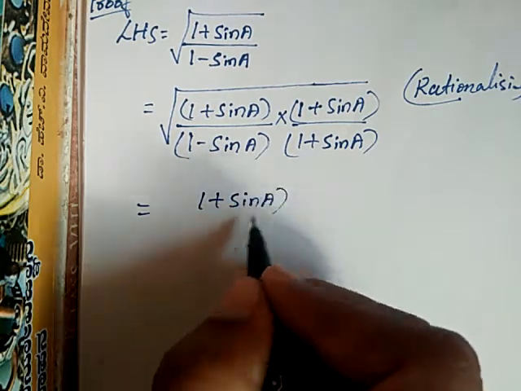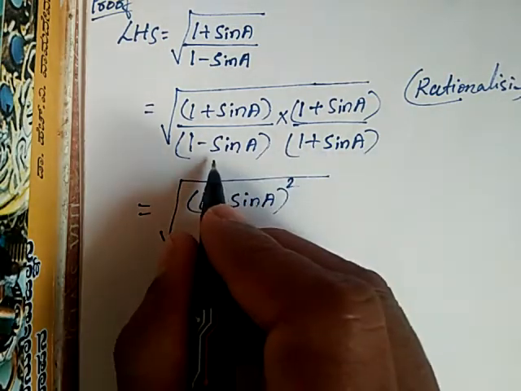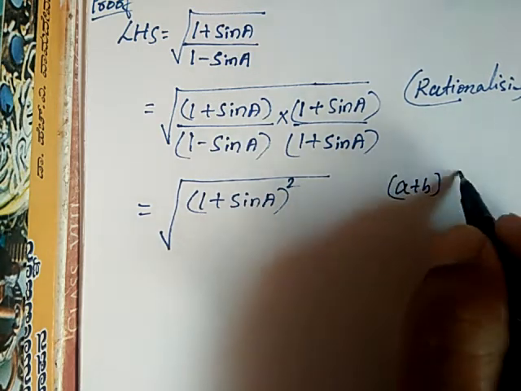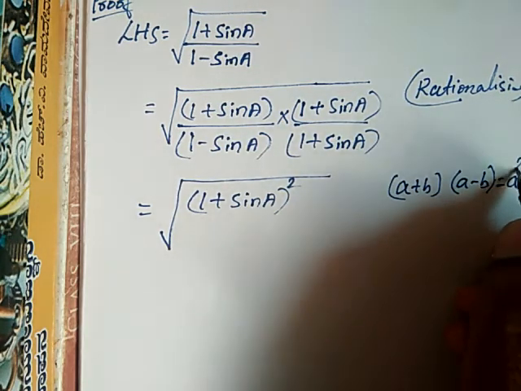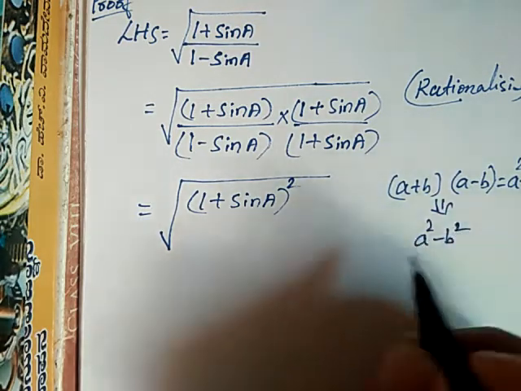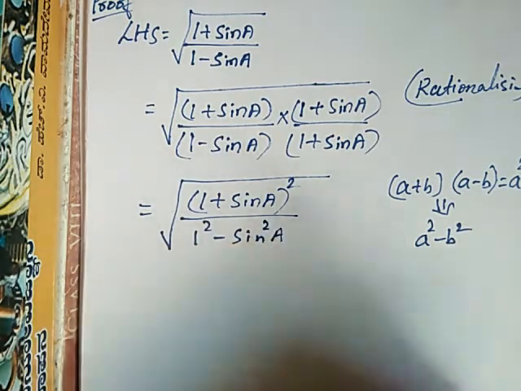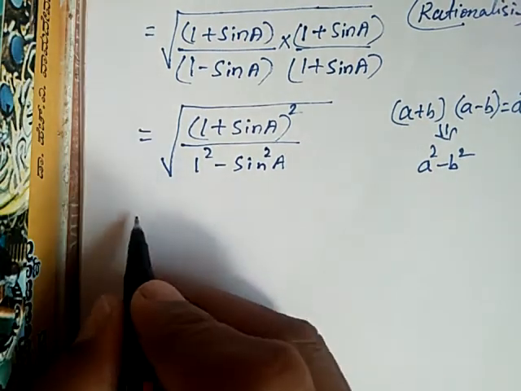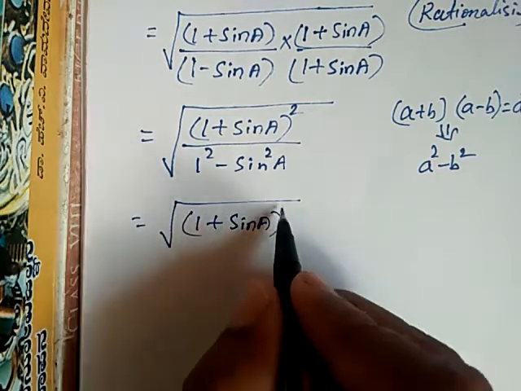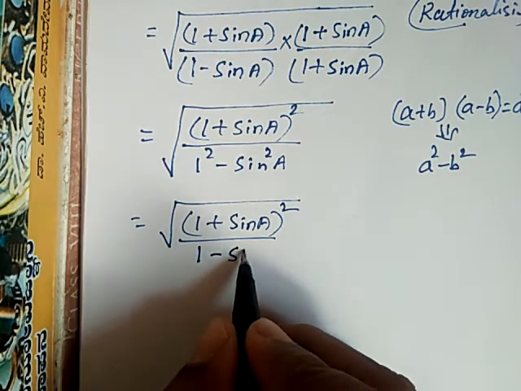So this will be (1 plus sin a) whole square. The denominator is (1 minus sin a) into (1 plus sin a), that is the formula (a plus b)(a minus b), which is equal to a square minus b square. So here it will be 1 square minus sin square a. Now you can write root of (1 plus sin a) whole square divided by 1 minus sin square a.